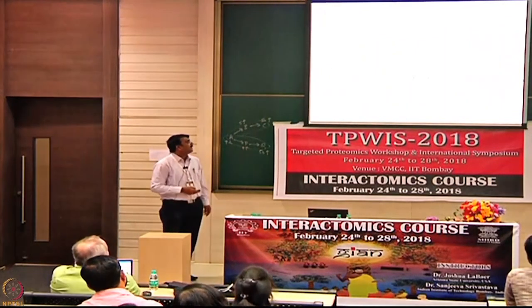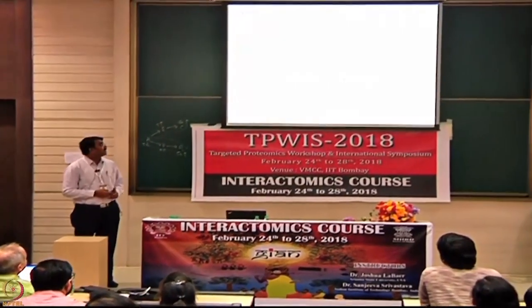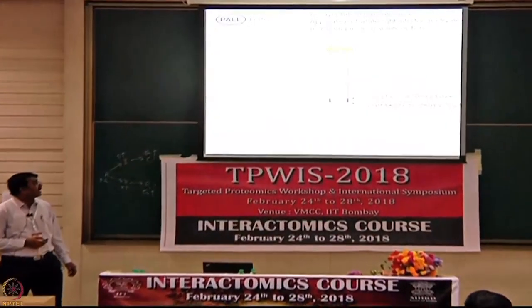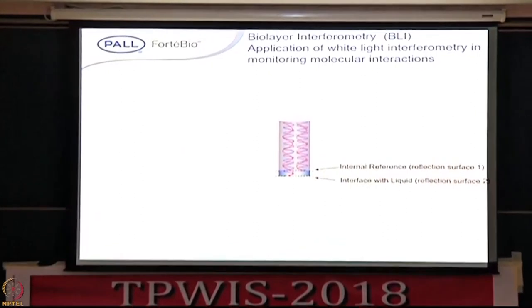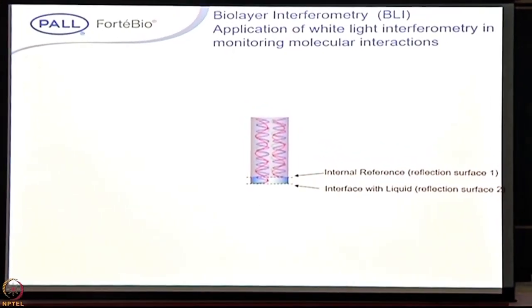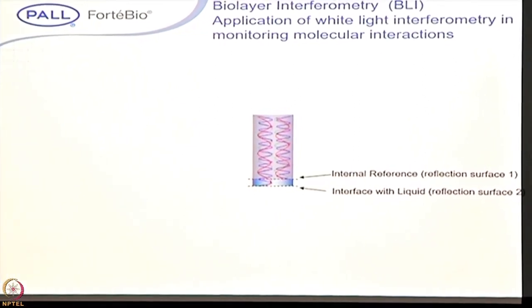Okay. So what exactly is the principle behind it? As I mentioned, it's interference based. We are passing a light, just a white light. The light gets reflected back. You can see reflections coming from one internal layer and one from the ligand end. Say I had immobilized one of the proteins of interest on the sensor surface.